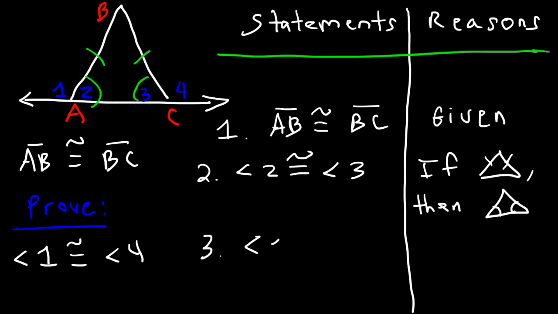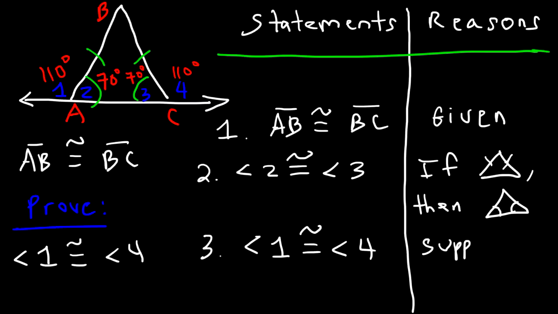Now we can make the final statement that angle 1 is congruent to angle 4. So what's the reason behind that statement? Let's say if angle 2 is 70 and if angle 3 is 70. Angle 1 is the supplement of angle 2. So angle 1 has to be 110 and angle 4 has to be 110. So 1 equals 4. So here's the reason.